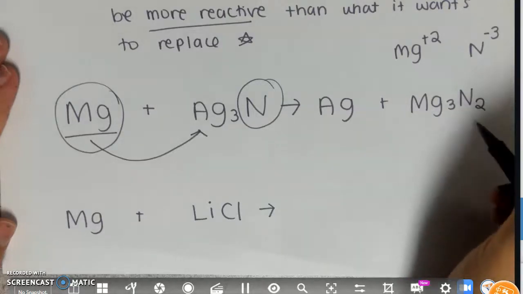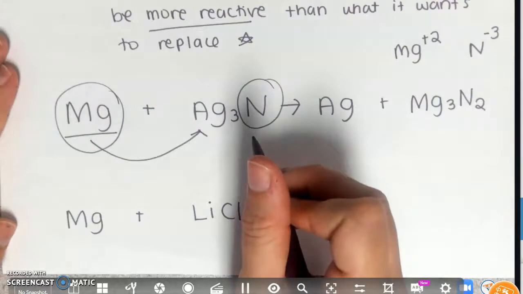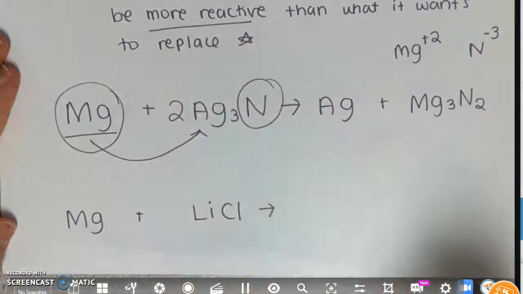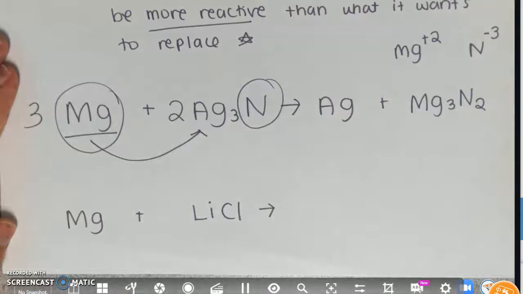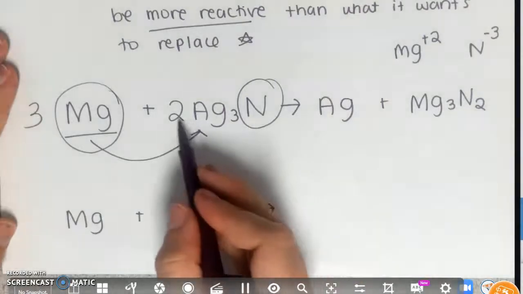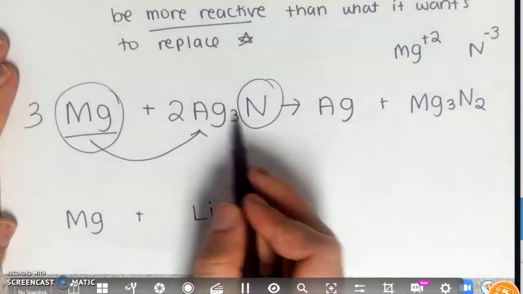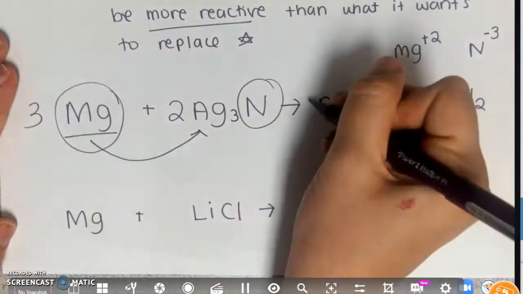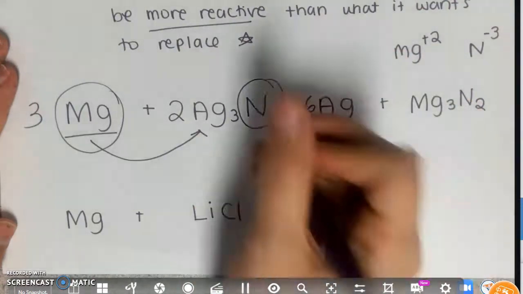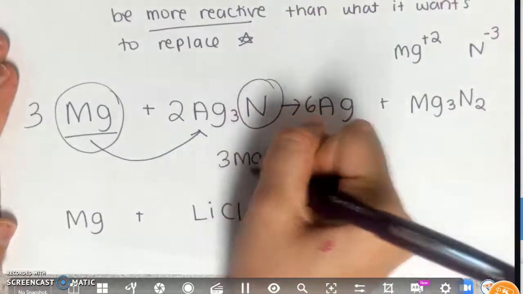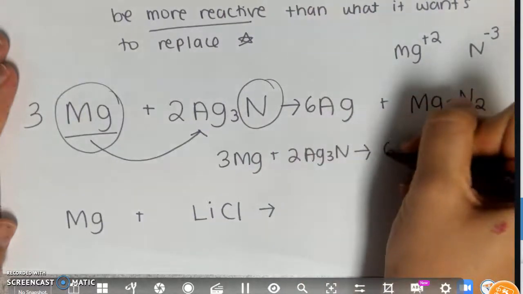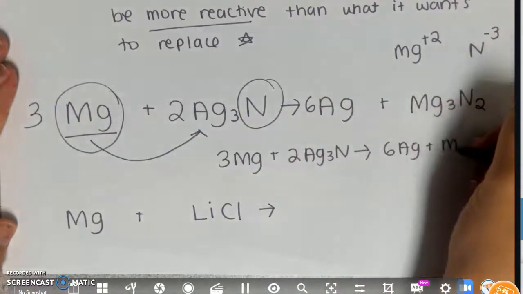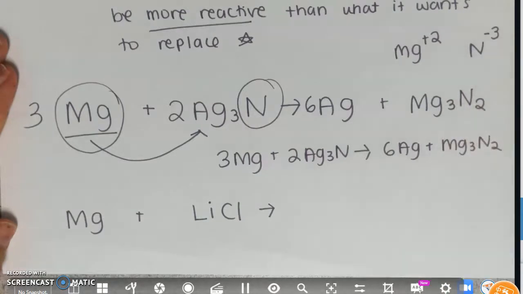There are 2 nitrogens here and 1 over here. So in front of this, I'm going to write a 2. And then now there's 3 magnesiums here, 1 here. So in front of this, I'm going to write a 3. And then on this side, 2 times 3 is 6. So I have 6 silvers. So I need to put a 6 right here. So this reaction written nicely is 3Mg plus 2Ag3N makes 6Ag plus Mg3N2.